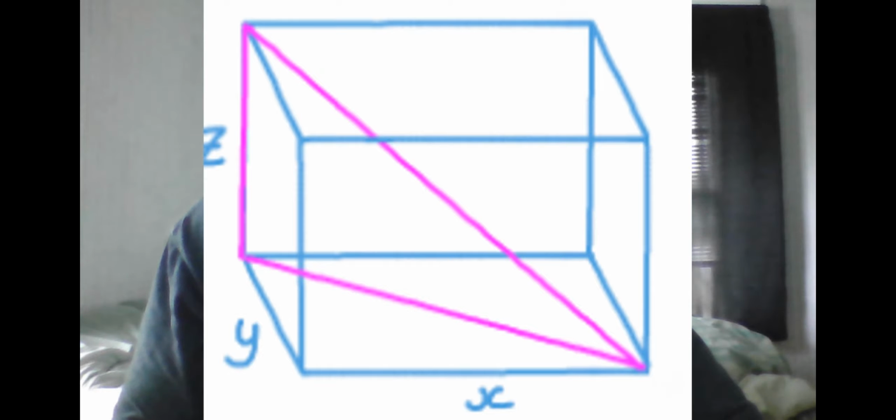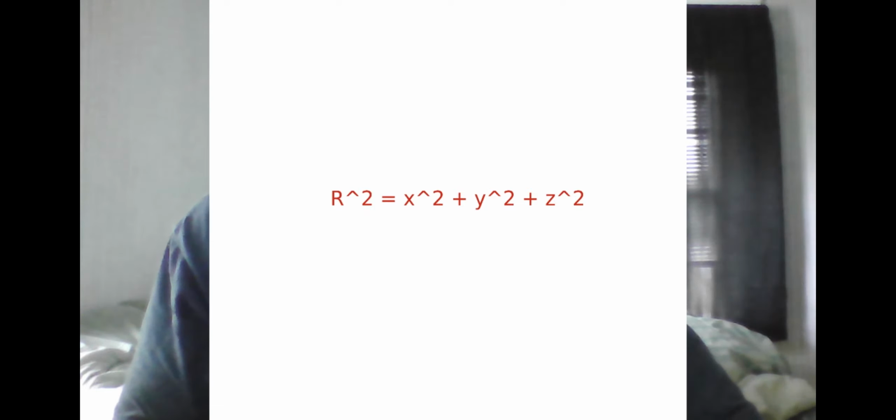So in conclusion, capital R squared equals lowercase r squared plus z squared. And since we know already lowercase r squared equals x squared plus y squared, we plug this in and get capital R, for 3D radius, squared equals x squared plus y squared plus z squared.